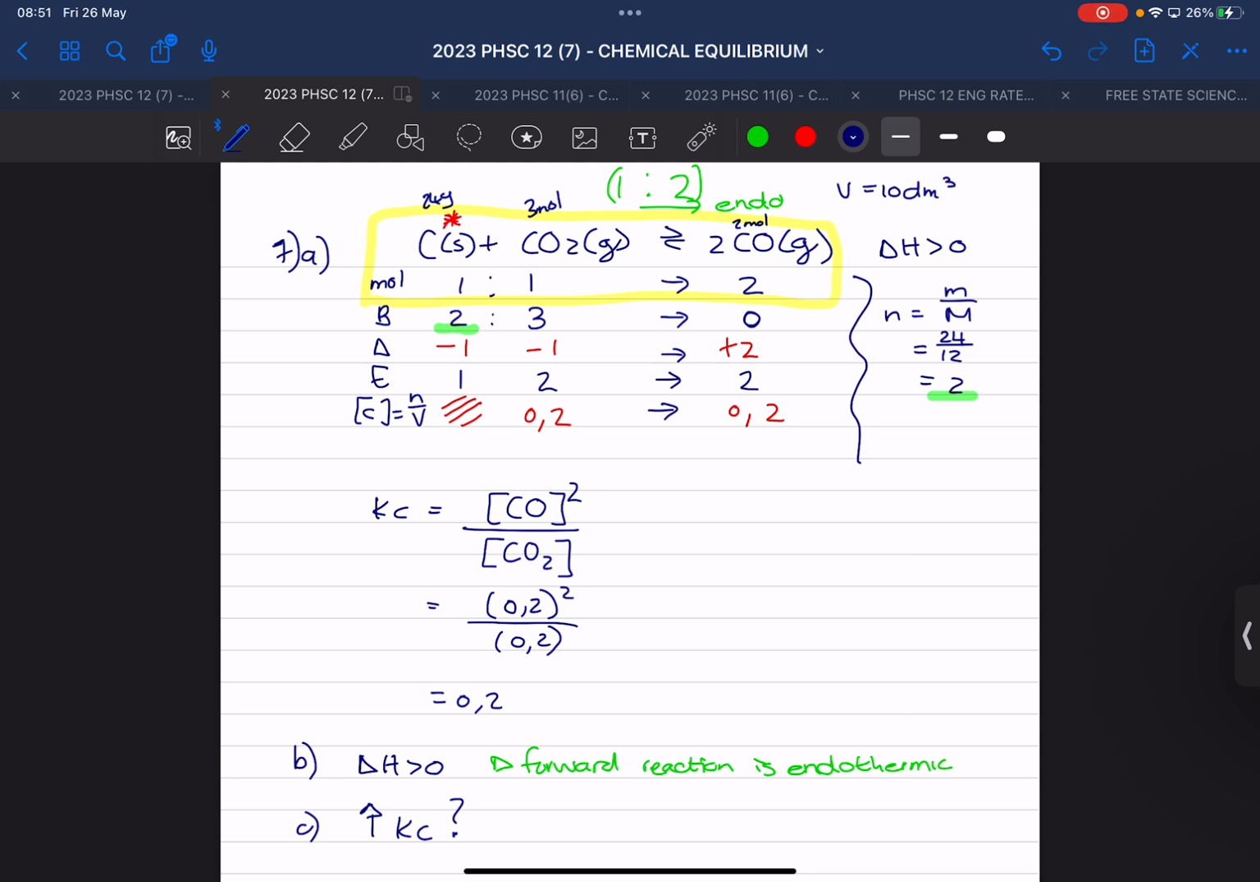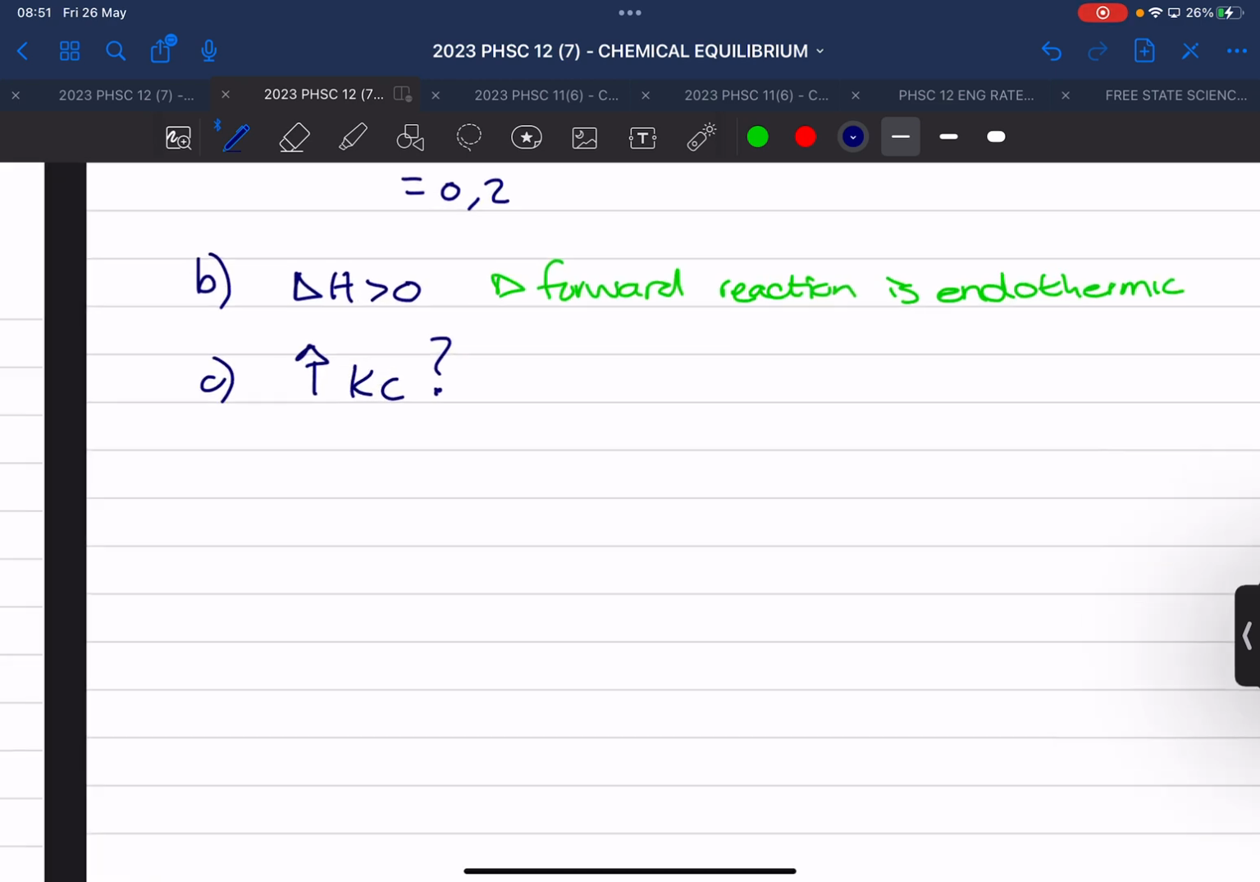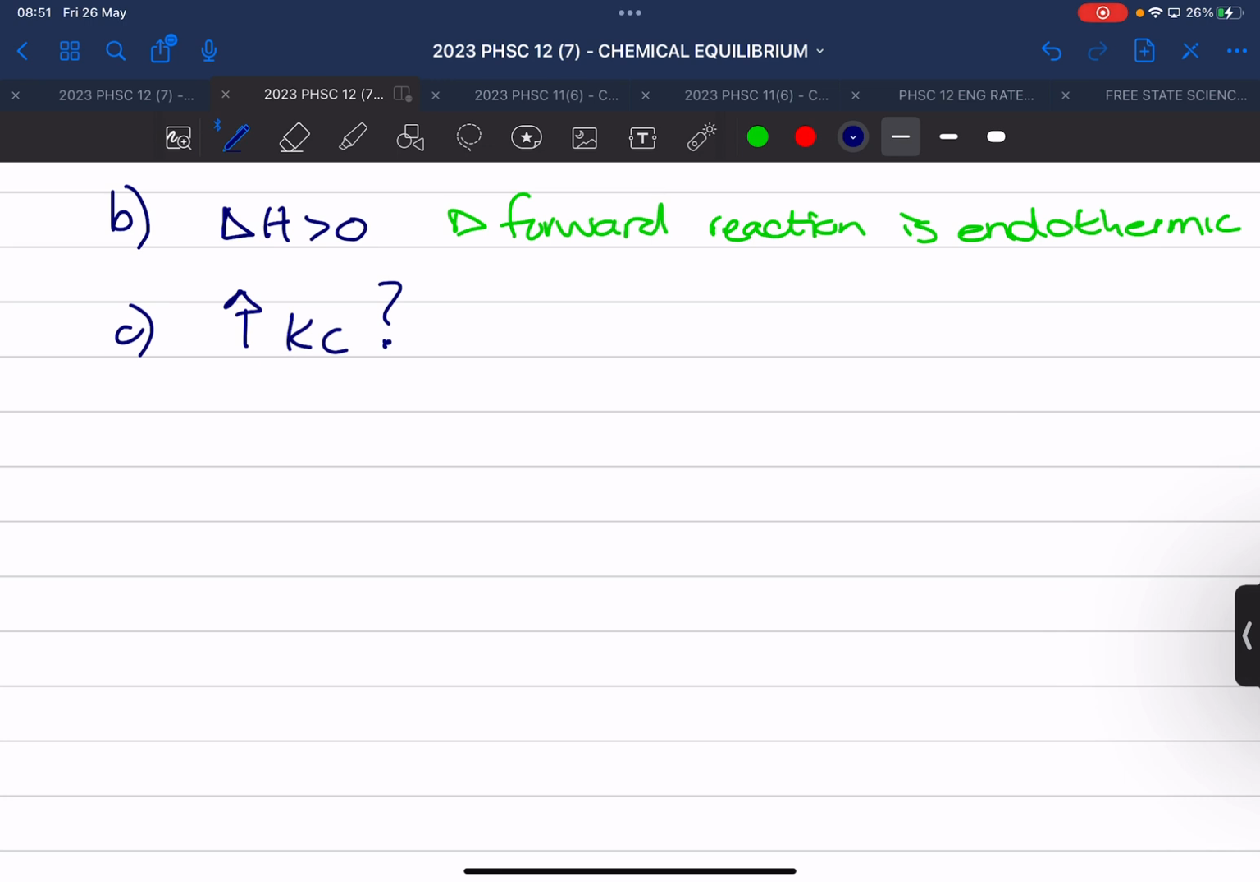Okay, so we need to heat it up. Then the reaction wants to make it colder by doing what? Favoring the endothermic. So how can we increase the Kc value? By increasing the temperature.